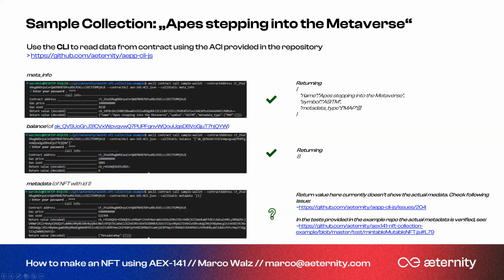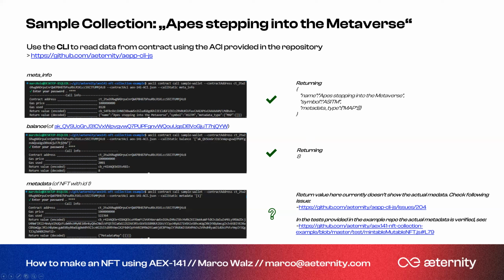On the right side, it's a bit better formatted. So we see it's Apes Stepping into the Metaverse, with the symbol and a metadata type map, which was hard-coded in the contract. And then we call the balance entry point in the second example, where you have to provide an address. In this case, I use the address of the minter, and the minter, or me, my person in this case, owns all the 8 NFTs so far. They weren't transferred to another address, so I'm still owning all the 8 NFTs.